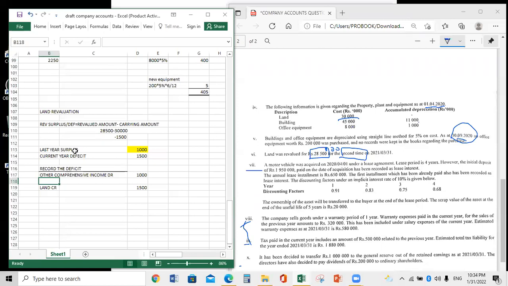It's the deficit for the current year, which you should record under other expense, 500. So guys, this is how you easily get the double entry.